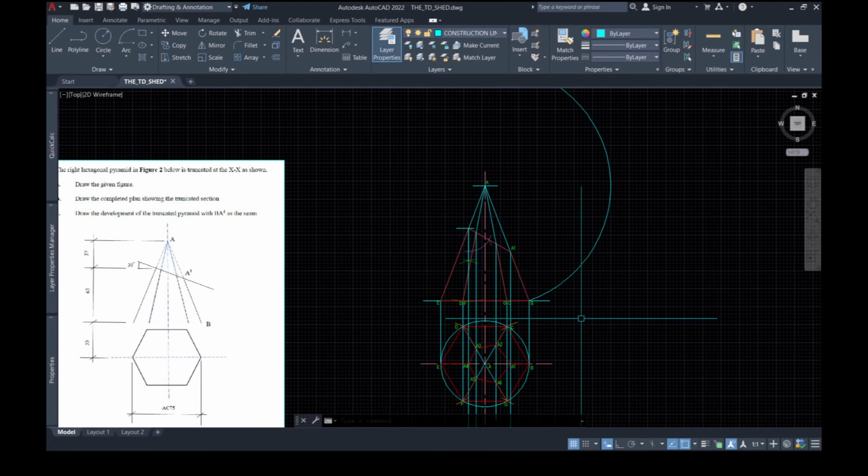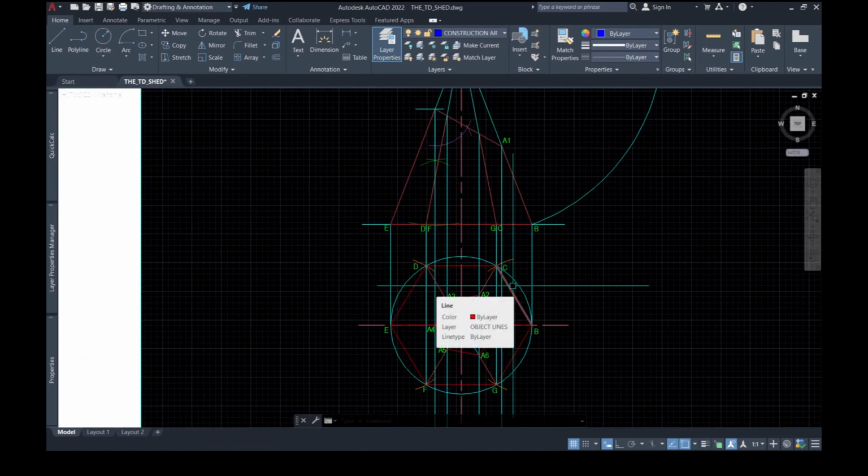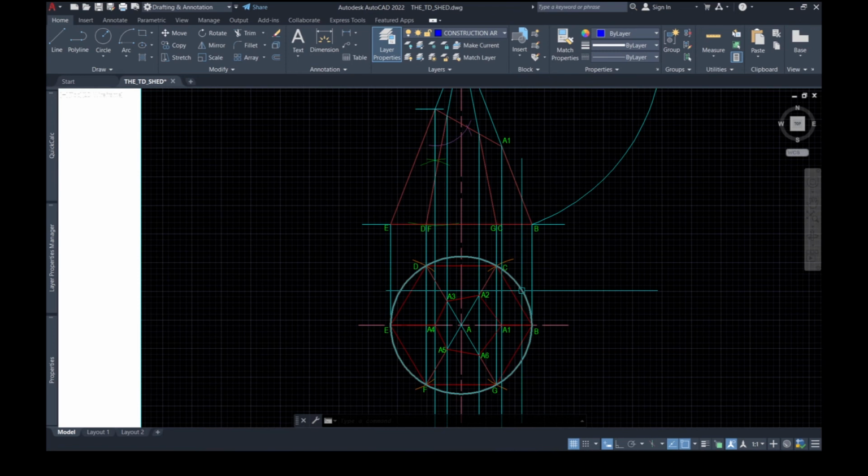We will mark up the length of the sides of the regular hexagon along this arc. Knowing that the diameter of this circle is 75 millimeters, we find the radius of the circle, which is 37.5 millimeters. So therefore, the length of each side of the regular hexagon is equal to 37.5 millimeters.